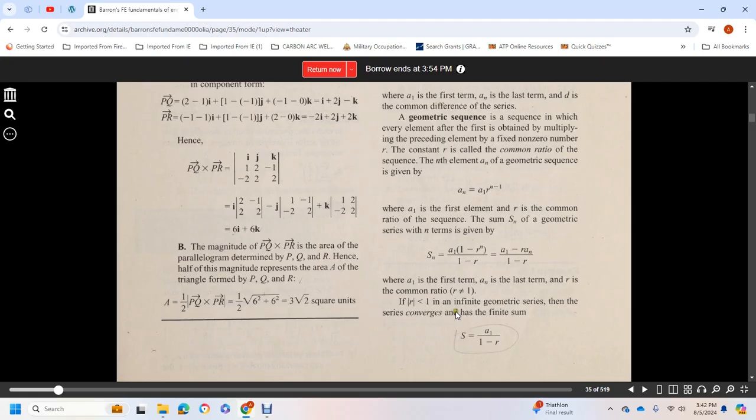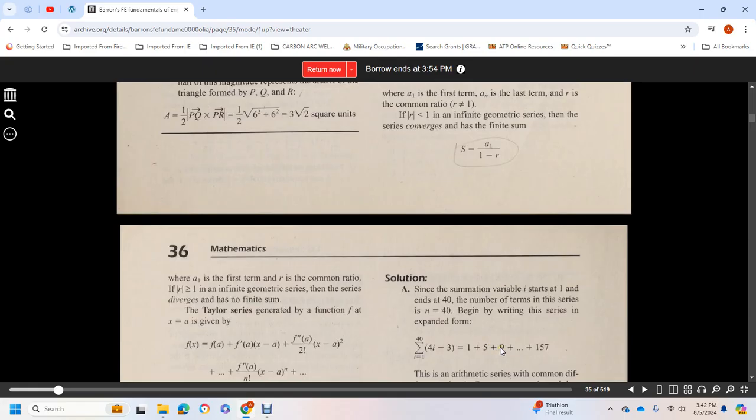If the absolute value of the ratio is less than 1, the infinite geometric series converges and has a finite sum. The finite sum is a1 over 1 minus r, where a1 is the first element and r is the common ratio. If the absolute value of r is greater than or equal to 1, the infinite geometric series diverges and has no finite sum.